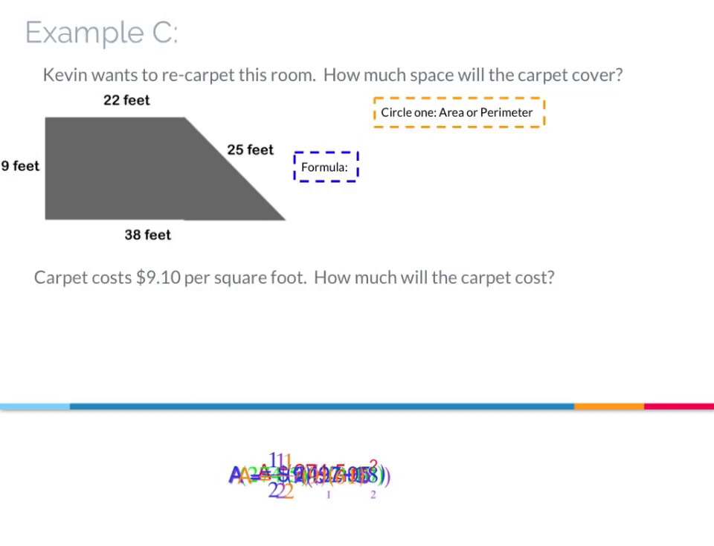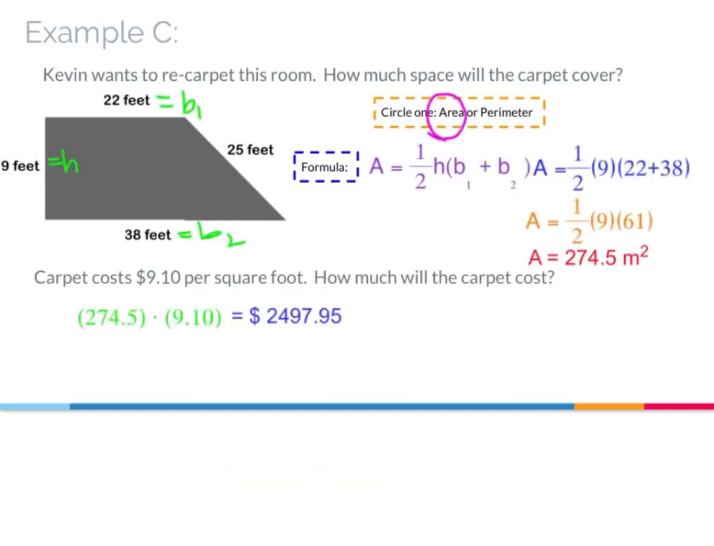So how'd you do? The area of this trapezoid came out to be 274.5 meters squared, and in total, it's going to cost Kevin $2,497.95 to recarpet the room.